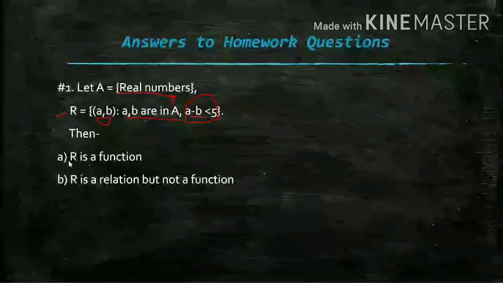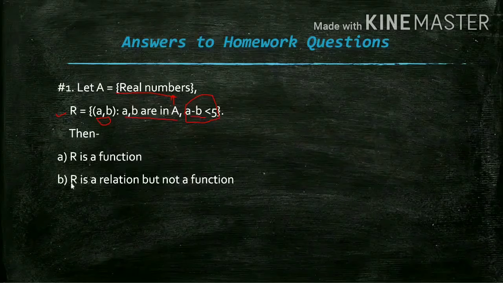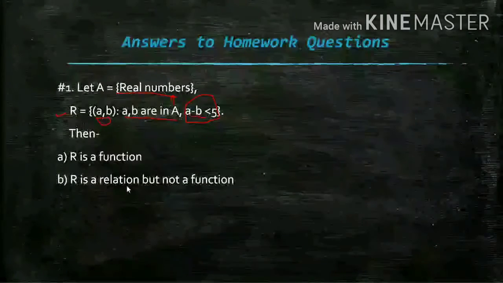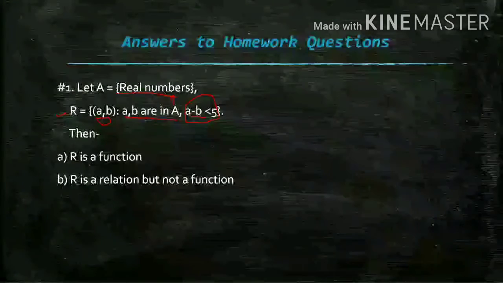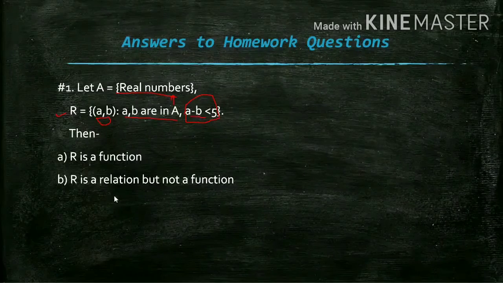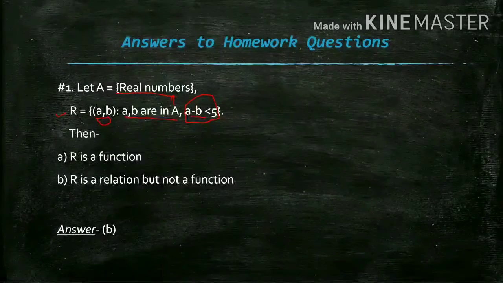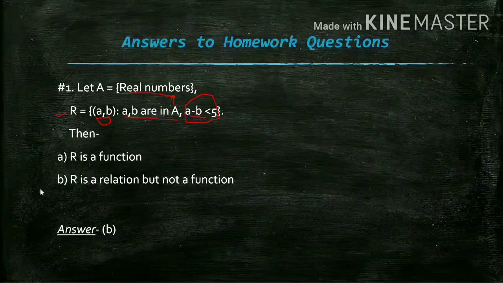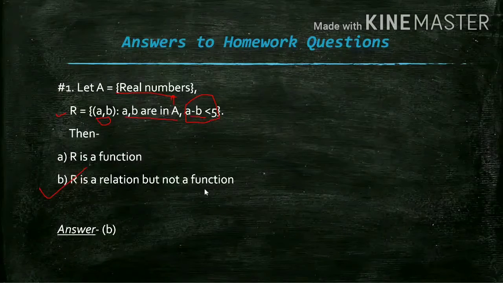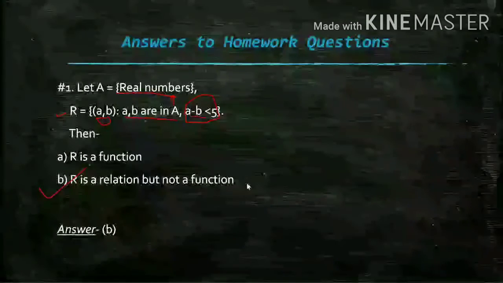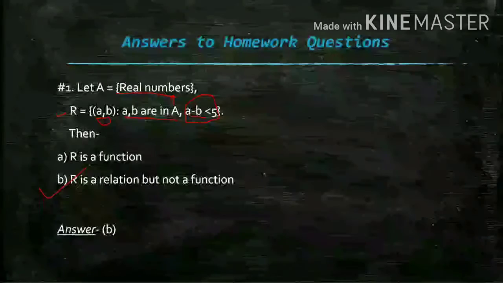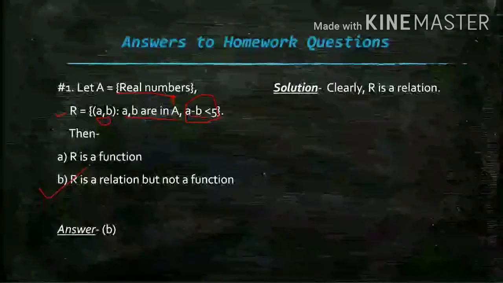Then it is asking you whether R is a function, or second thing, whether R is a relation but not a function. So basically you are asking whether R is a relation or function or not. So let's reveal the answer, which is nothing but B, that it is a relation but not a function. And we will see how it is not a function. So let's go to its solution.